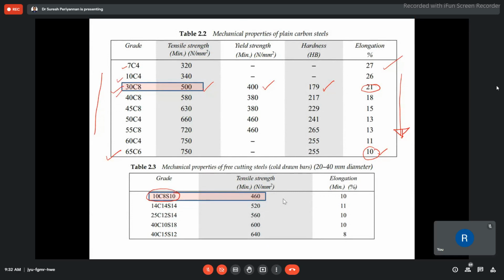Now, I highlighted here 460 and here 500. Suppose I want to select the material based on tensile strength, but the material should not go for more elongation. Then I can see these two materials, 30C8, 10C8, S10. Then I can choose this material. Based on my application, the material should not elongate more. Hence, I can go for this material. Even this has 0.1% carbon.